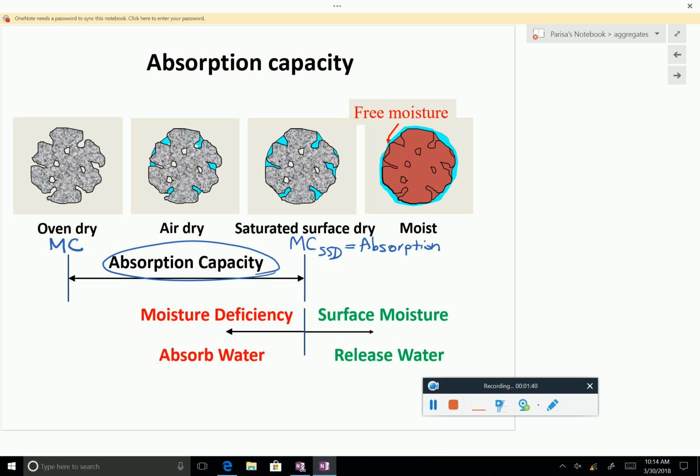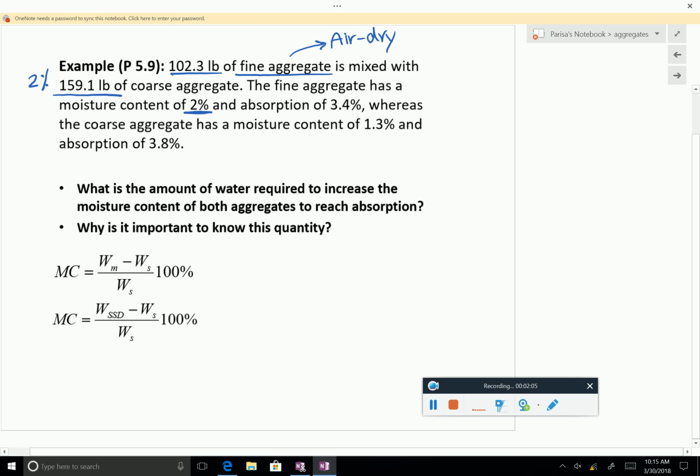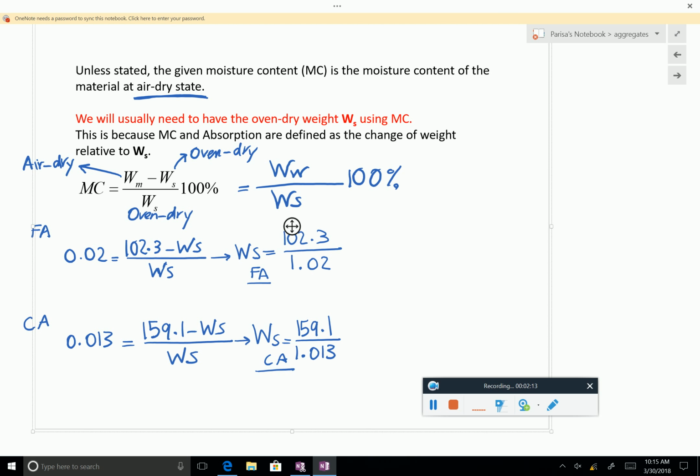And this is super important because if you are in this state, the aggregates first absorb water before having the water ready for the workability of concrete, for example. And if you are at this state, the aggregates are going to release water to the mixture. So it's important to be able to understand and correct for that when you design, for example, a concrete mix. So the first thing is basically to calculate the oven dry weight for the fine aggregate and the coarse aggregate.